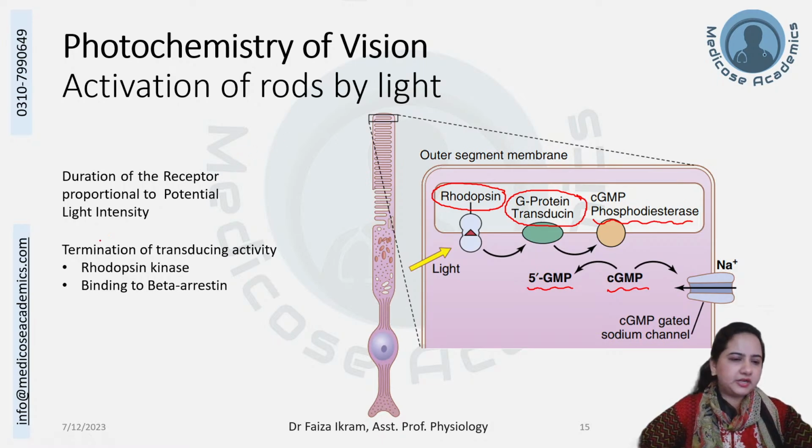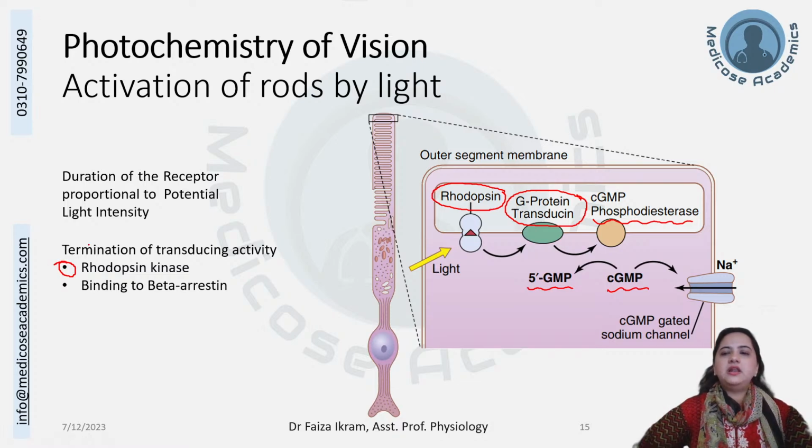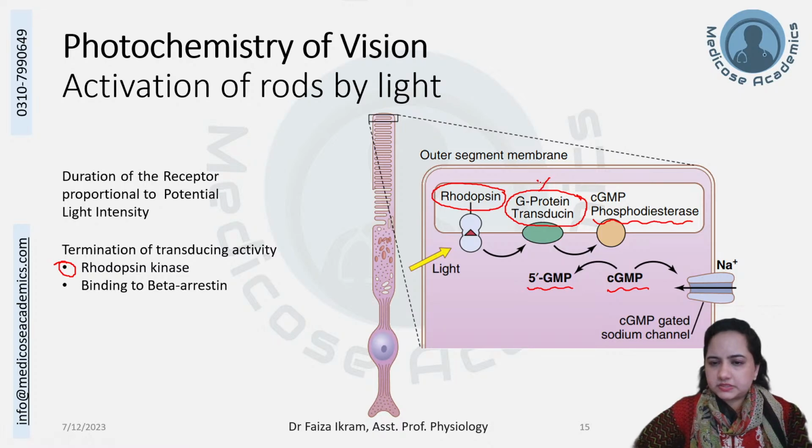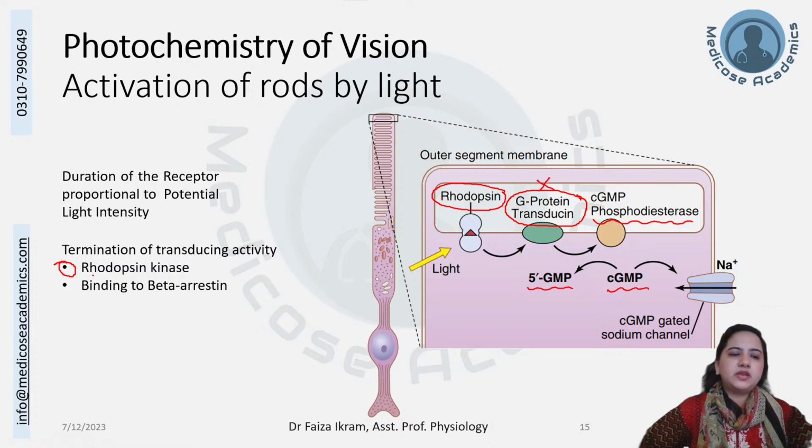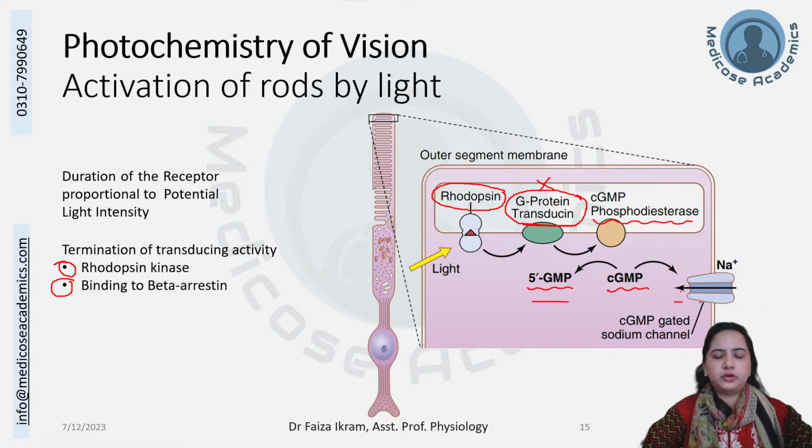Now, how will this activity be reverted back to normal? There are two postulated mechanisms for this. One is rhodopsin kinase, which will deactivate this transducin. Number two is a protein, beta-arrestin, present in the cytoplasm that will combine with this transducin, making it inactive, and the closure of sodium channels will be reverted.